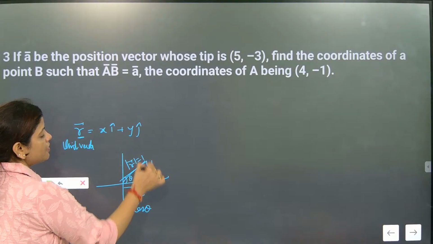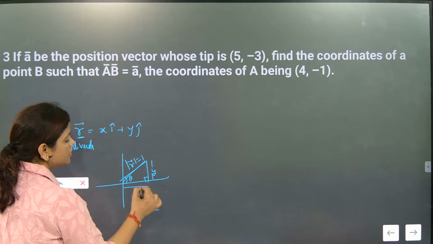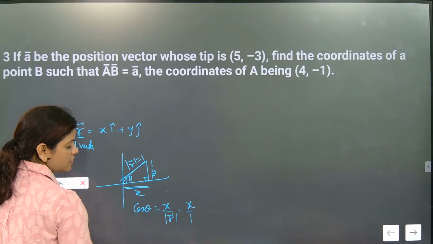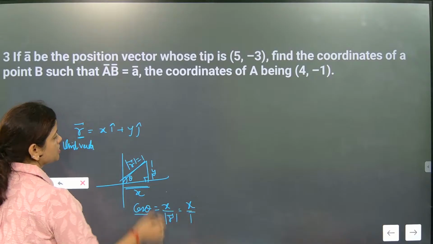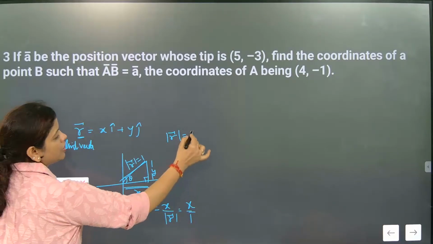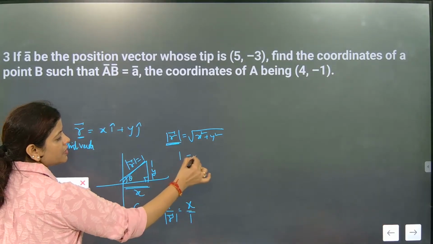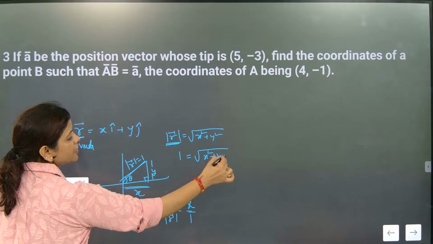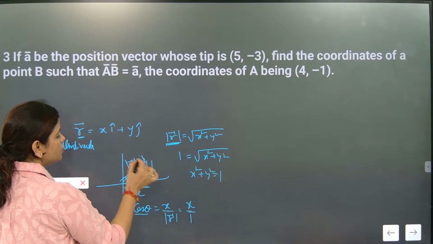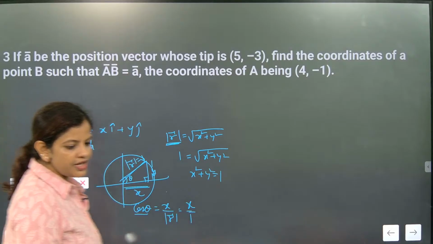So this magnitude will become 1. Now, beta, cos theta will be equal to base by hypotenuse, so this part will become x by 1. So now cos theta is equal to x. Beta, here you leave that x part. The magnitude of the r vector will be what? Root under x square plus y square. And the magnitude of the r vector is 1. So 1 is equal to root under x square plus y square. If you square both sides, it is exactly forming a circle. So only I did like this. Understood?